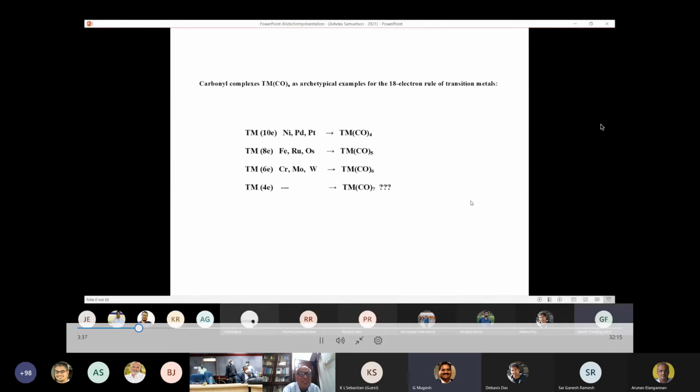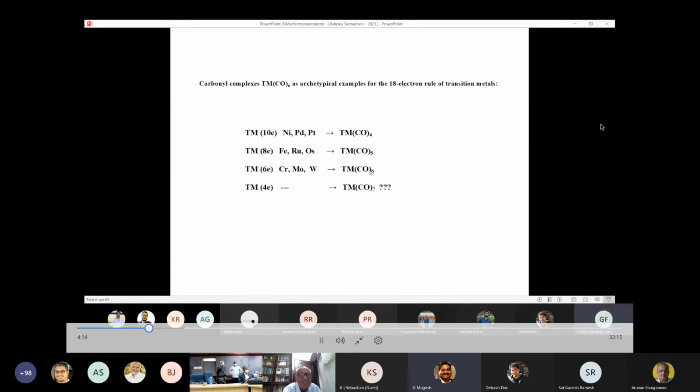So when we go to the carbonyls, which can be considered as parent systems, we know now that it holds very, very nicely for the elements nickel, palladium, platinum, which have 10 electrons, and in order to get 18 electrons, they need 4 carbonyls in the tetracarbonyls. We know it. And iron, ruthenium, and osmium, who have 8 valence electrons, need additional 10. So they get it from the 5 COs. And chromium, molybdenum, and tungsten, they need 12 electrons from 6 COs.